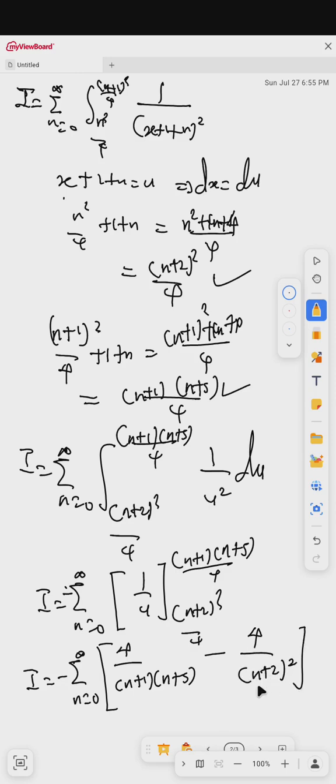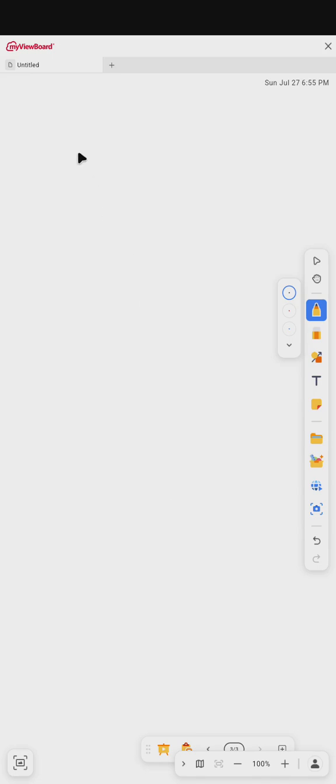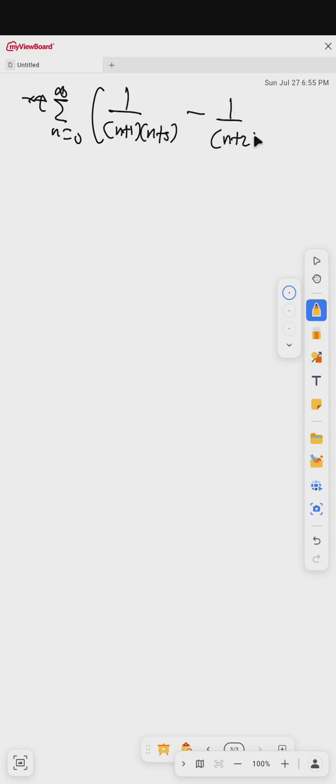So the next thing we can do here, you can see 4 is coming throughout inside the bracket, so I can factorize. I can factor out 4. So if I factor out 4, I'm going to have negative 4 multiplied by the sum of n from 0 to infinity of the bracket 1 over (n plus 1) multiplied by (n plus 5), then minus 1 over (n plus 2) raised to the power of 2.